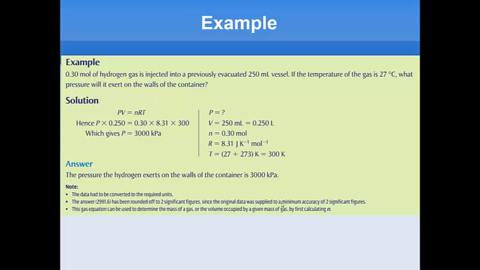So an example. In this one here, we have a certain amount of hydrogen gas in a fixed volume. The temperature of the gas is 27 degrees. What is the pressure? So here you say, okay, well, let's just plug it in. The pressure, don't know, but the volume is 0.25 litres, number of moles, 0.3, 8.314, and you've got your temperature in Kelvin. Plug it in, you get a pressure of 3,000 kilopascals. So making sure that you do all these conversions.